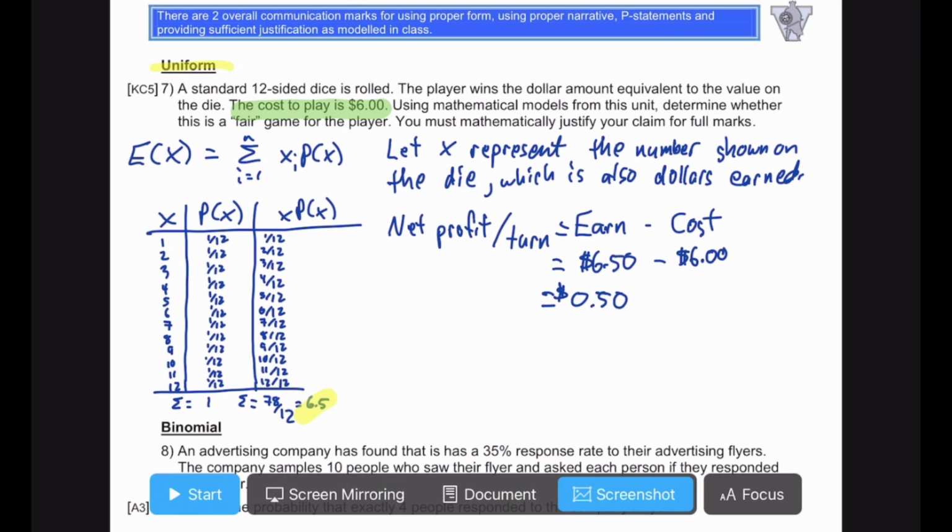So is this game fair? Yes, it's expected that most of the time they would actually win something. So in some ways, if you're the person offering this game, you haven't designed it very well, because overall you're going to be paying out on average 50 cents per turn as opposed to earning money.